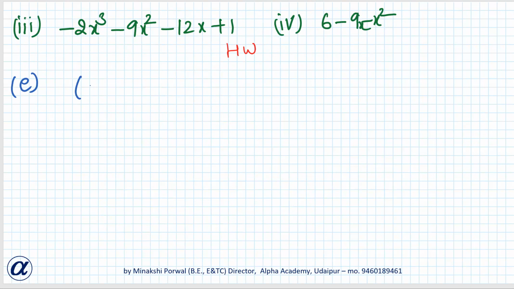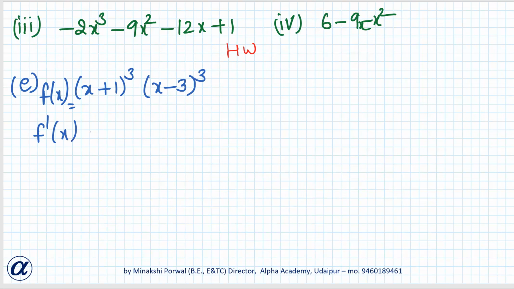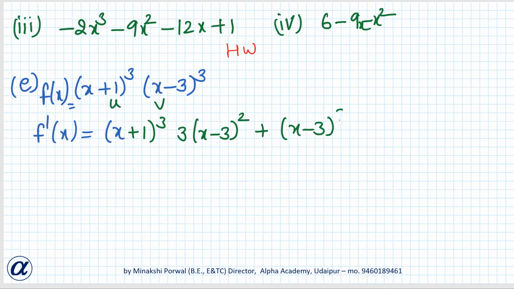Next part is x plus 1 the whole cube, x minus 3 the whole cube. Okay, so f(x) is this. Okay, f dash x will be product rule. This is u and this is v. First into dy/dx of second plus second into dy/dx of first.